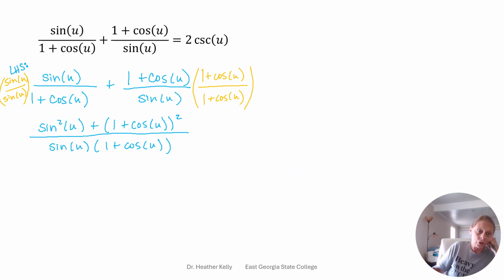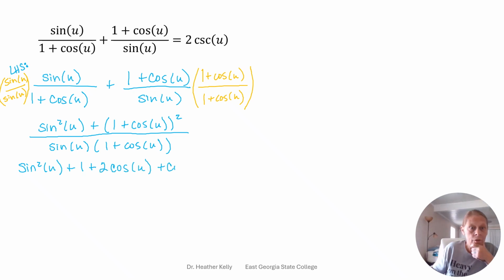Okay, now I'm going to go ahead and multiply this 1 plus cosine u out because I see I have this sine u also in the numerator, and I'm going to hope that somehow I can get a sine u and a cosine u, a sine squared u and a cosine squared u, and it'll go away and make my problem easier. So let's just multiply that out here. So we have sine u plus 1 plus 2 cosine u plus a cosine squared u all over our denominator here.